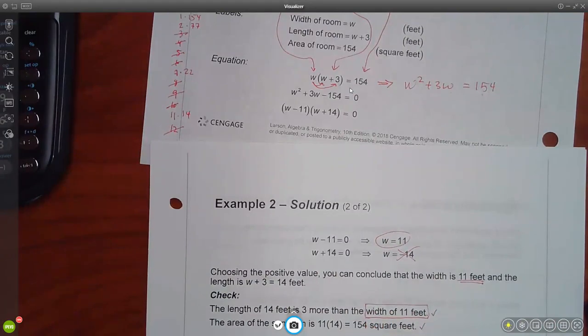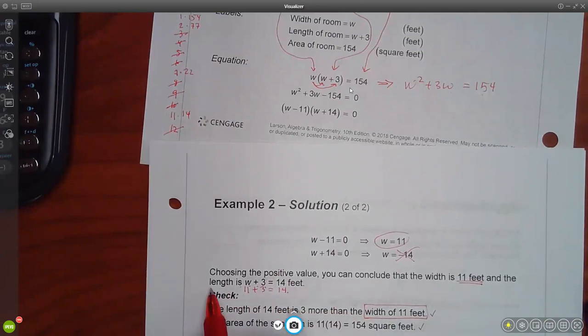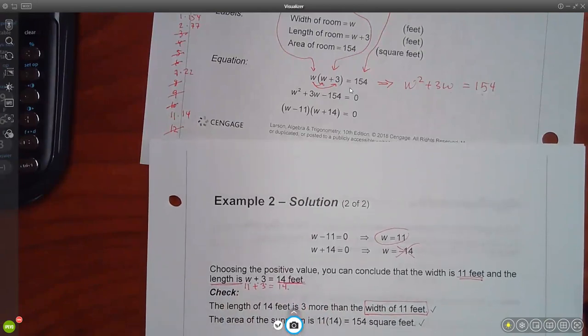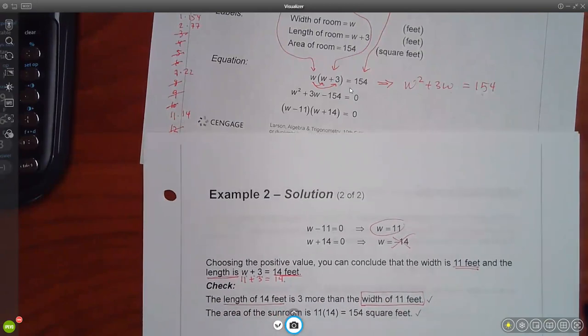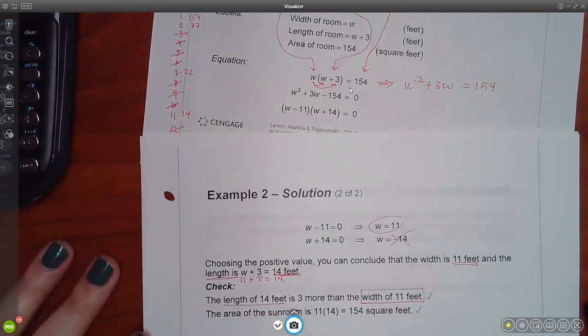But if I want to find the length, how do we do that? We know that the length is W plus 3, right? And so if I put in 11 for W, that's where they're getting the 14 from, okay? So that's why they're saying that the length is 14 feet. And so those are the dimensions. The length is 14 and the width is 11. And those are the two dimensions that you were asked to find.